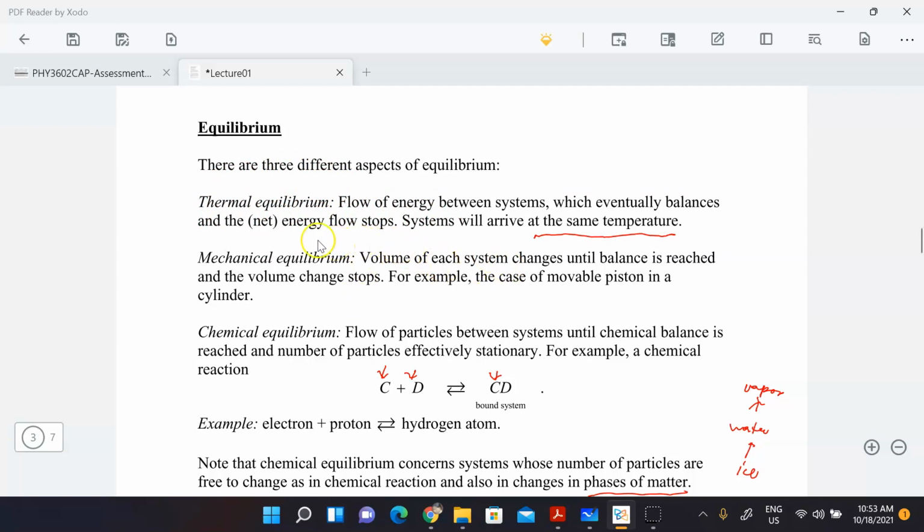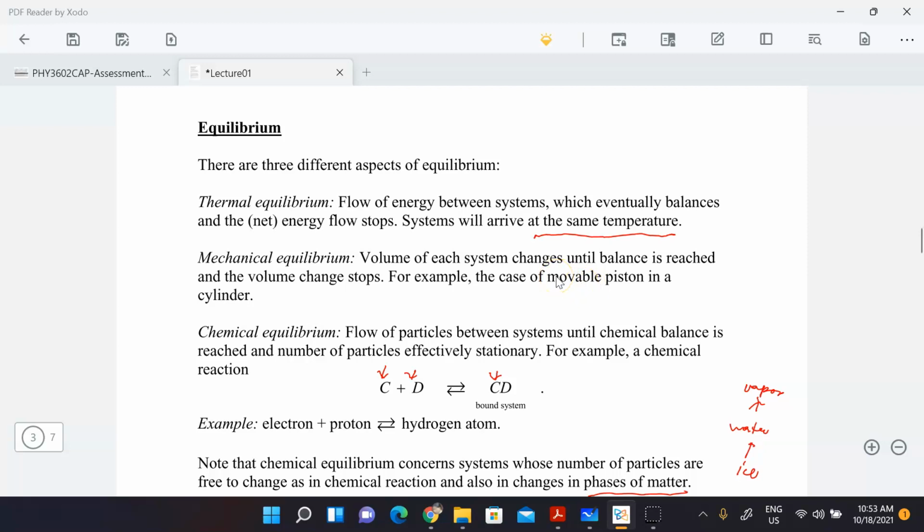We can also have the mechanical equilibrium where you have the system, for example, the piston and the cylinder. You can have changes in temperature, then you find the piston moving up and things like that.